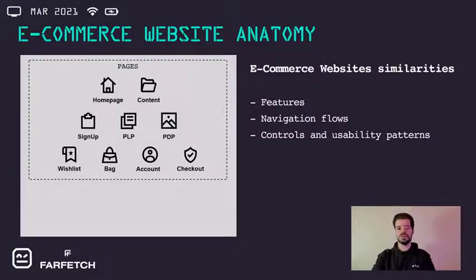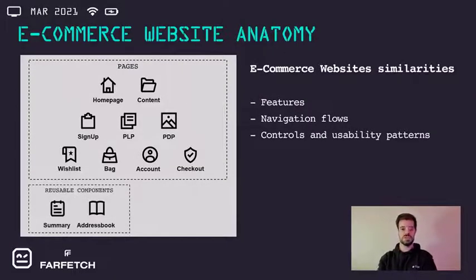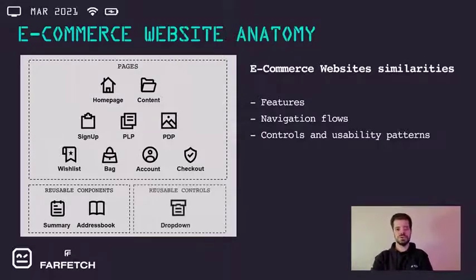We can go even further and find smaller reusable components inside these pages, such as a summary that can be seen on the bag and checkout, or address book, which is usually managed on the user account or during checkout. We also have reusable controls, for instance, some fancy dropdown that may be customized to show more than simply the value we're about to select. Given these assumptions, we decided to come up with the generic tests approach, meaning we should be able to create automated test cases that would run on most websites with only a few adjustments.